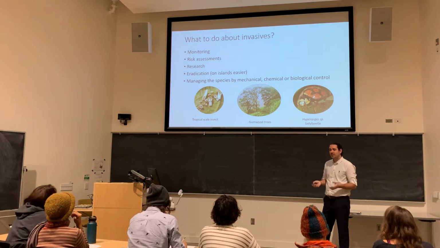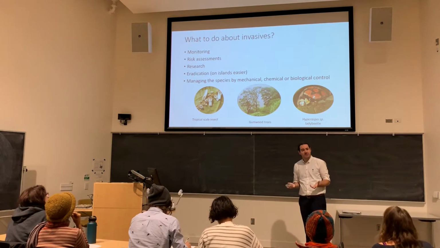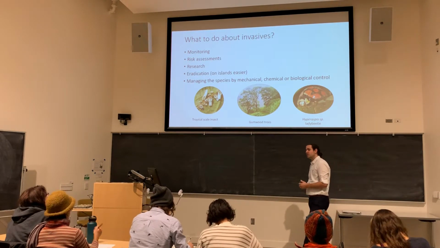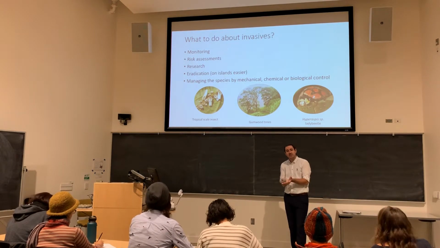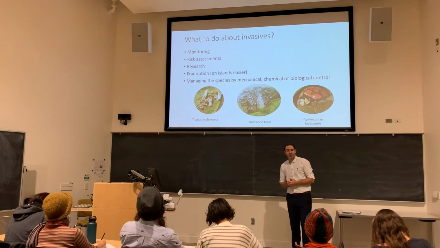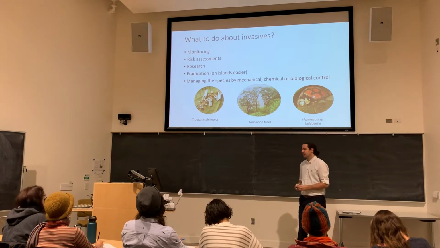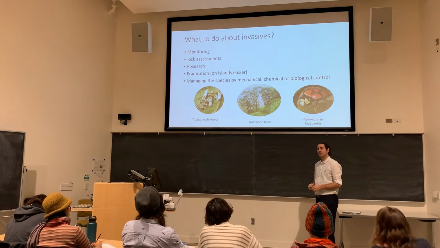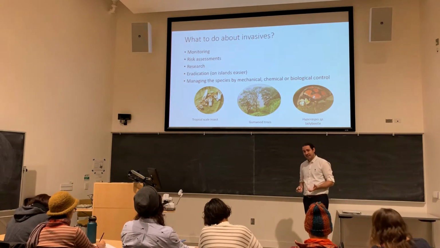What to do about them? We have different things. We can monitor how invasive species are distributing, how they are spreading out. We can do risk assessments: how do they impact native species before they establish or before they have the really big impact? So we can do some more research on them, and we can eradicate them too. And that's usually in the early stages of establishment.